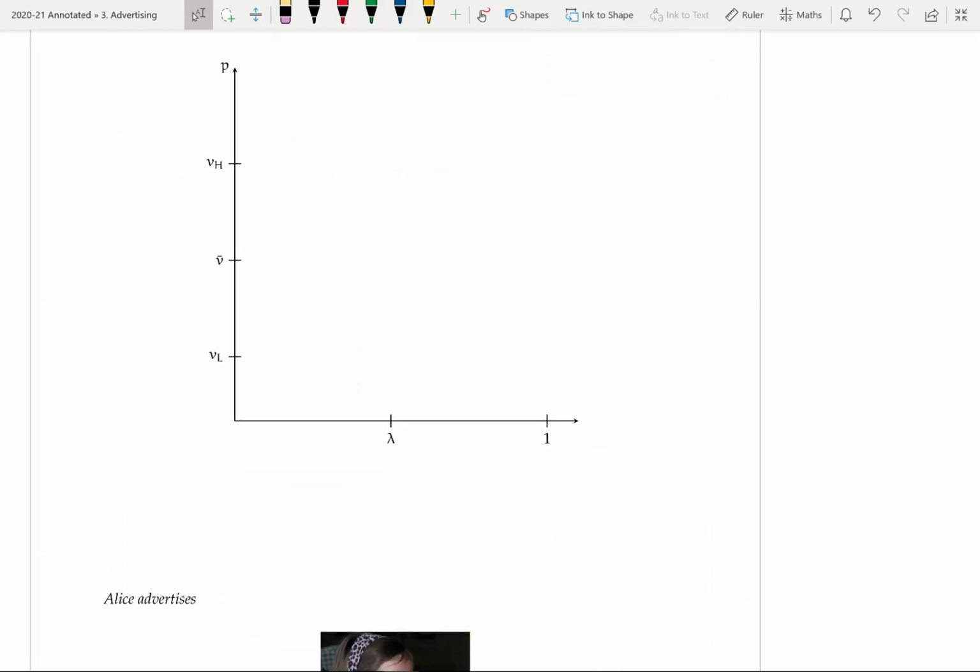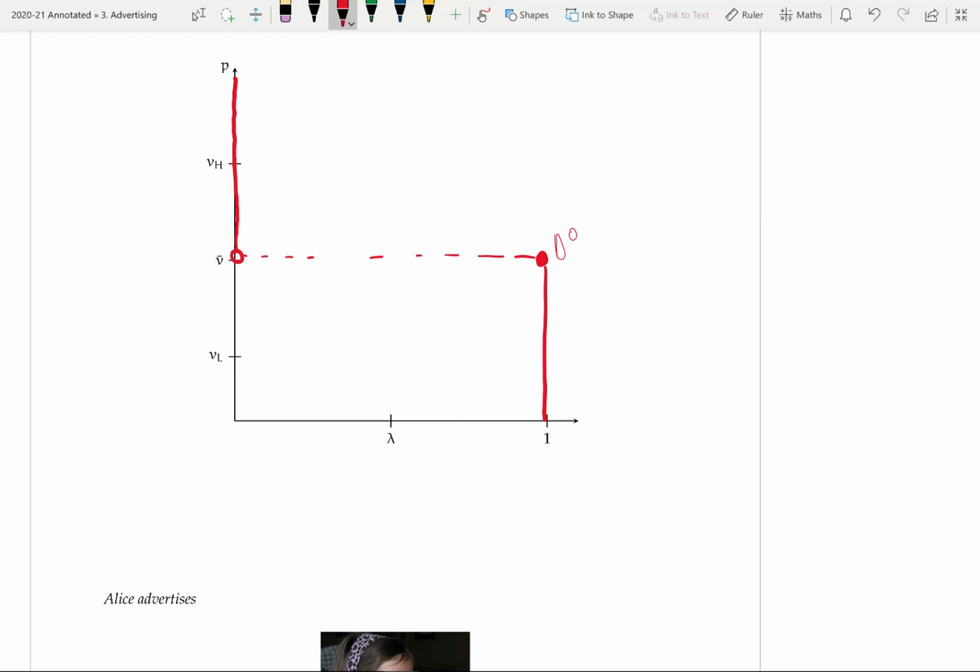So let's draw the demand curve and work out the optimal price and the maximum profit. When the price is more than V bar, Connie will not buy. Her demand is 0. When the price is less than or equal to V bar, she will buy. Her demand is 1. So this is the demand curve without advertising, D0. Now what's the profit maximizing price? Well, there's only really one candidate here, and that's V bar. If Alice prices at V bar, she'll get a demand of 1. If she prices any higher, she gets a demand of 0.